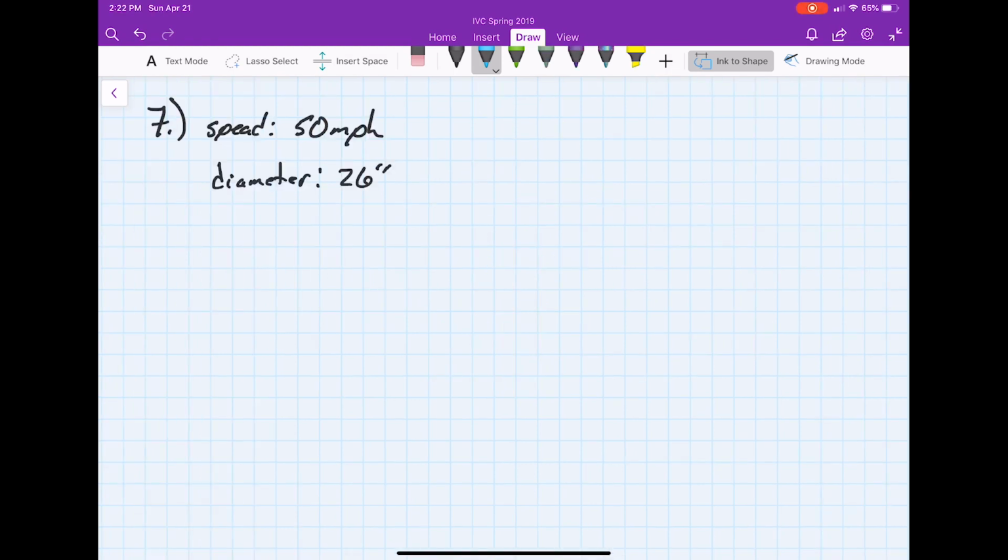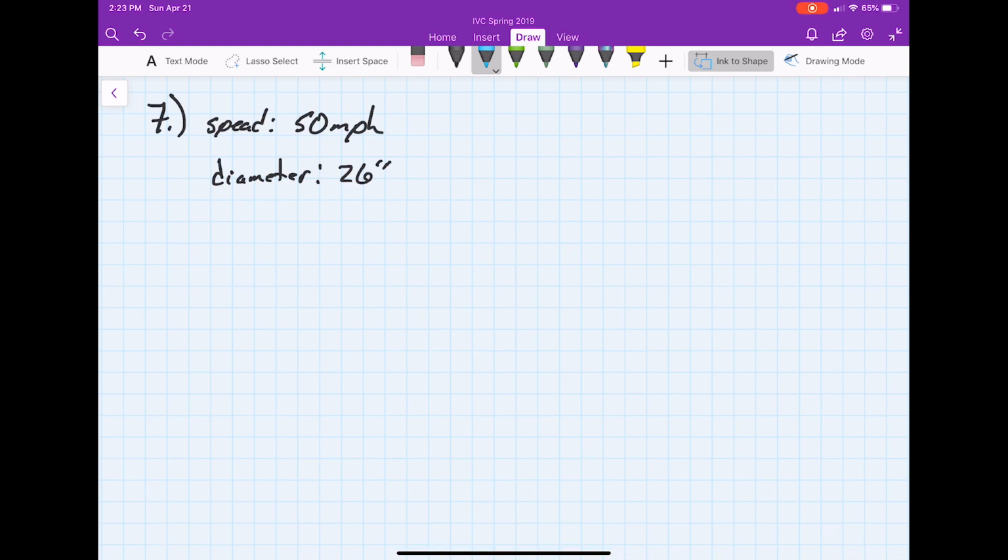So number 7 is our third and last word problem we have in this review. A car is traveling at 50 miles per hour. If its tires have a diameter of 26 inches, how fast are the car tires turning? Express the answer in revolutions per minute. If necessary, round to 2 decimal places.